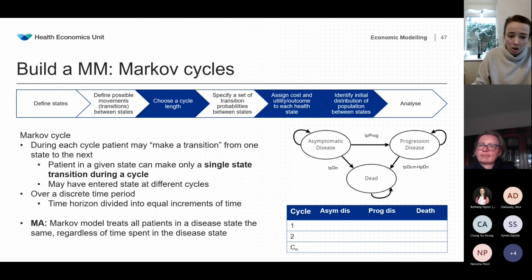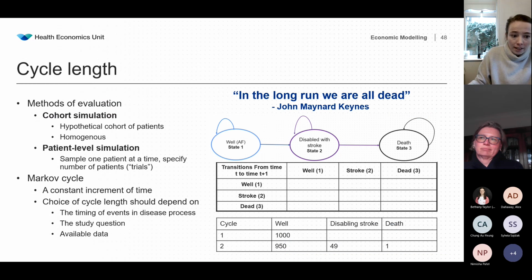A Markov model treats all the patients in a disease state the same, regardless of the time spent in the disease state. Remember, that's a key thing. It has no memory. From one cycle to the next, we don't remember what happened before. And each of the time horizons here needs to be equal increments of time. So each cycle length, you're going to have cohort simulations or patient level simulations.